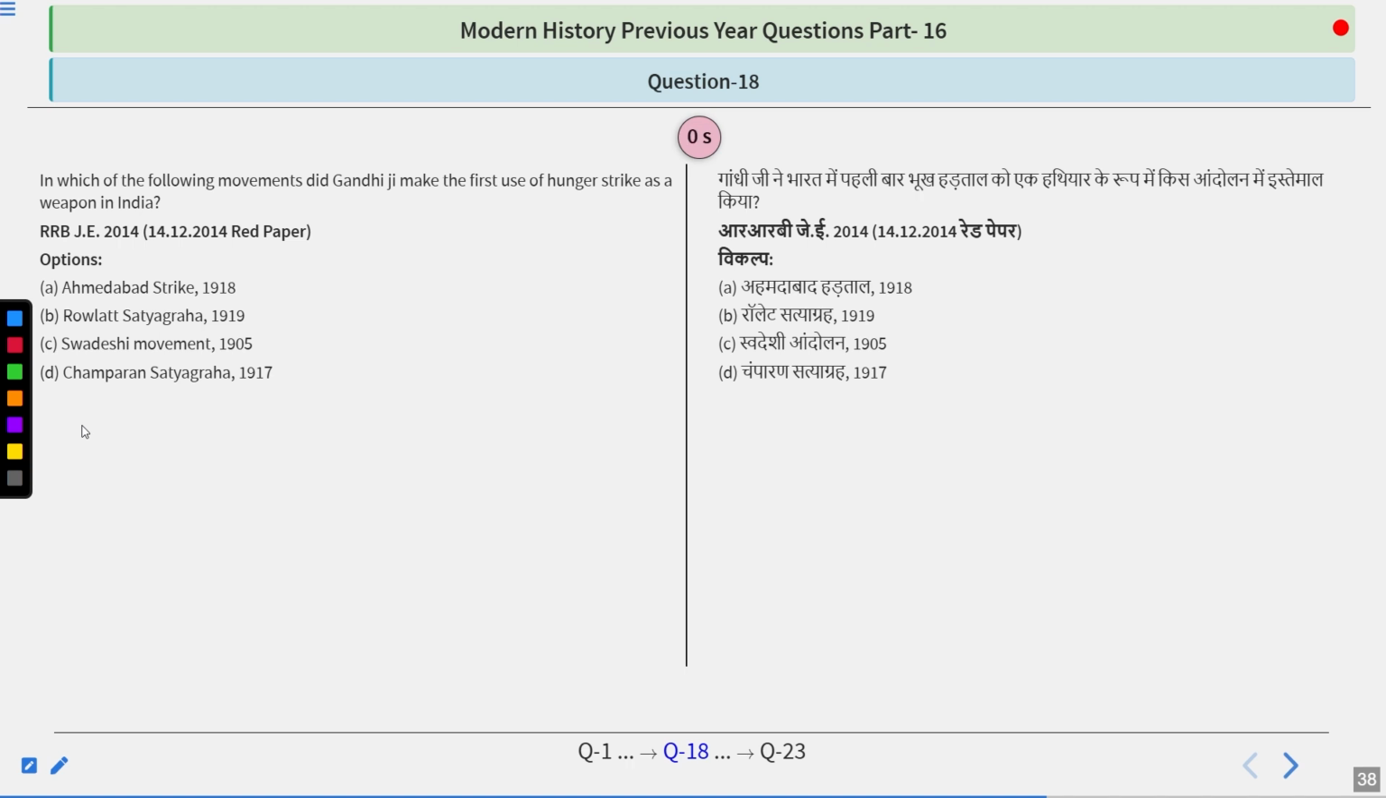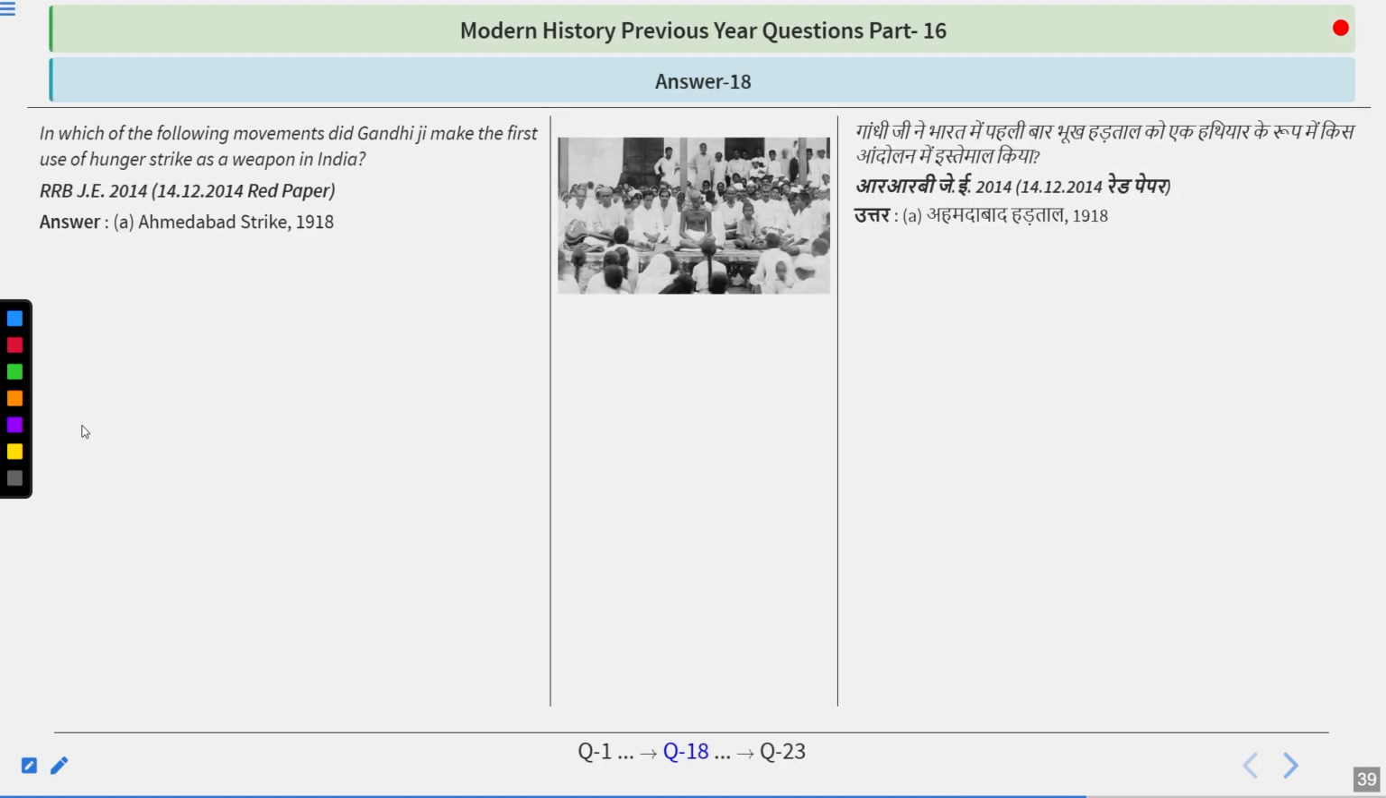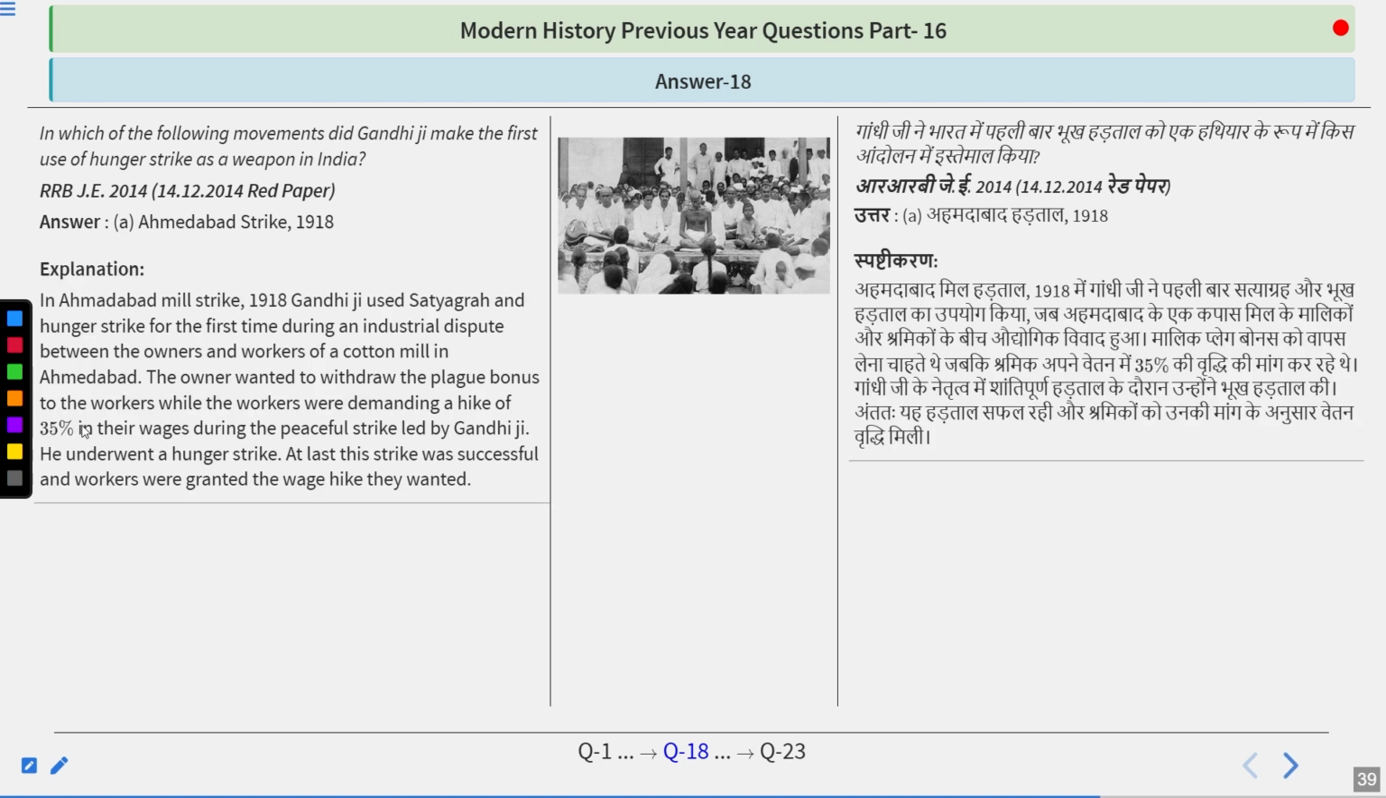And I guess the answer you are giving is quite simple and right because the answer is Ahmedabad strike 1918. In the Ahmedabad mill strike of 1918, Gandhiji used satyagraha and hunger strike for the first time during an industrial dispute between the owners and the workers of a cotton mill in Ahmedabad. The owner wanted to withdraw the plague bonus to the workers while the workers were demanding a hike of 35% in their wages. During the peaceful strike led by Gandhiji, he underwent a hunger strike.